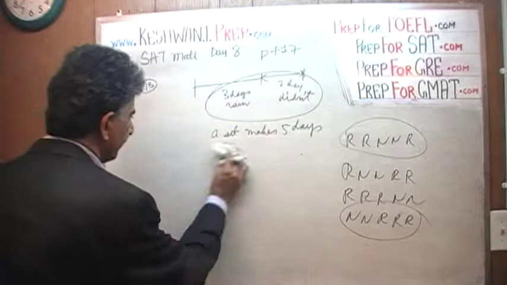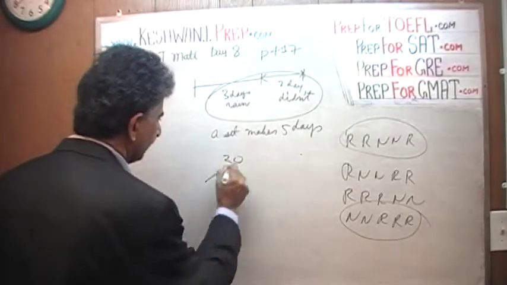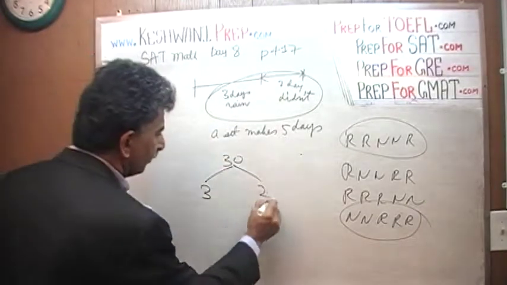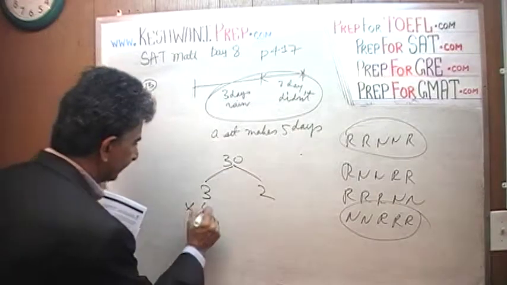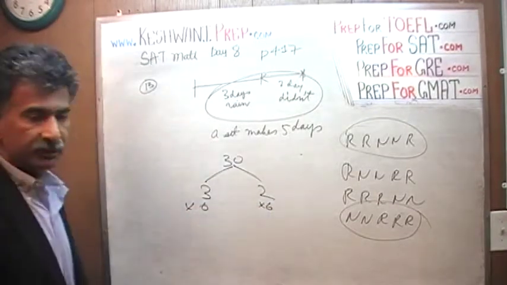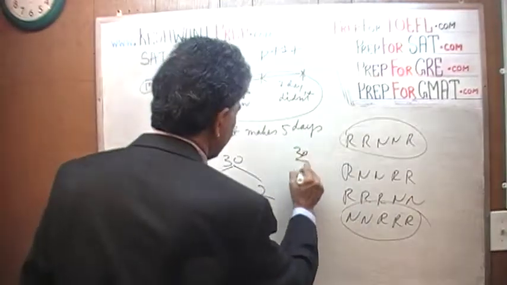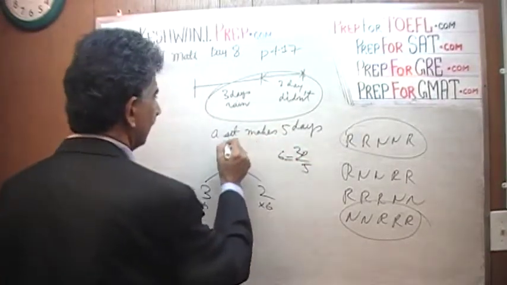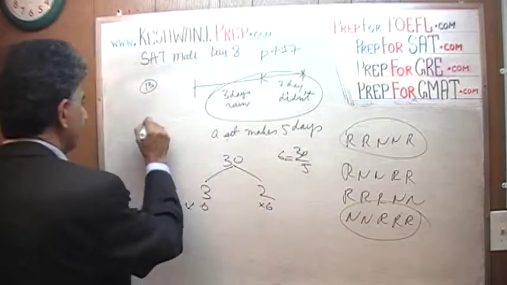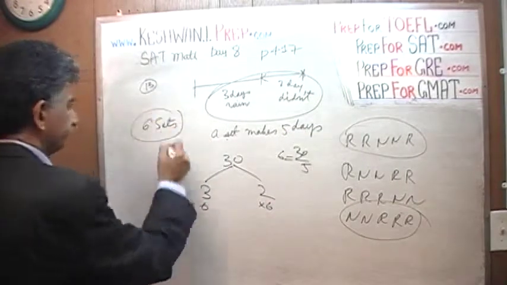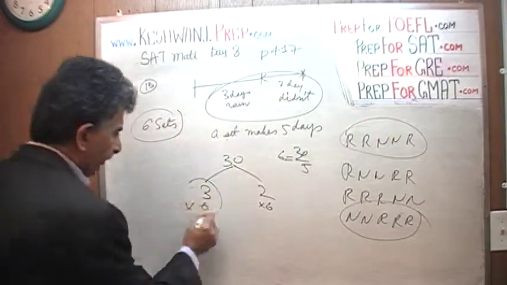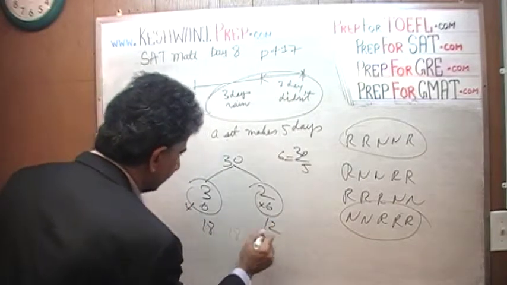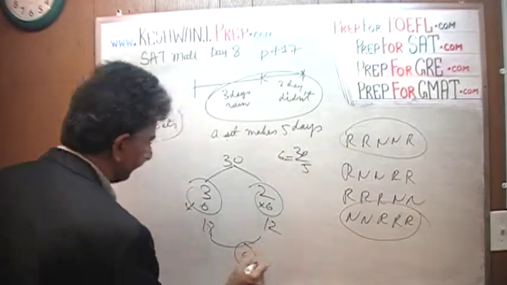Alright, so there are 30 days. For every 3 days it rains, 2 days it does not rain. And there are 6 sets here, because 30 divided by 5 is 6. A set makes 5 days and we have 6 sets. So this is going to be 18, this is going to be 12, or the difference is 6.